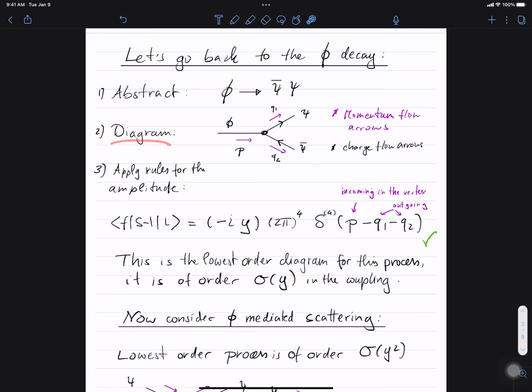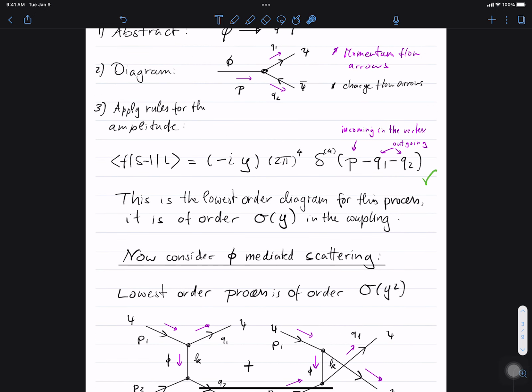On the diagram level, we would have to draw an incoming particle with momentum p going in this direction, and then we have two outgoing particles that have momenta, let's call them q1 and q2. They are outgoing momenta. However, the charge flow is like this. So the antiparticle has the charge arrow going in this direction, and the particle has the charge arrow going in this direction. So it indicates the charge is conserved by the diagram.